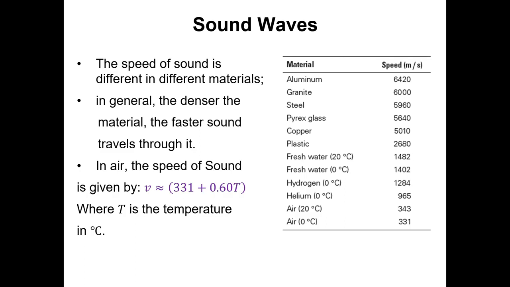In general, for air, there is a formula that you can use to calculate the speed of sound in air, approximately. And that formula is listed here in the third bullet point, where I say in air, the speed of sound is given by V equals 331 plus 0.6 times T. T here, capital T, is the temperature.